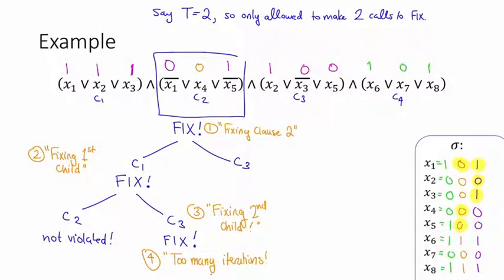And then I'll print the current value of sigma. In this case, I can just read it off of the side here. Sigma is 1, 0, 1, 0, 0, 1, 0, 1. Great.